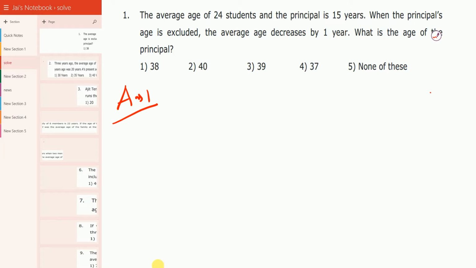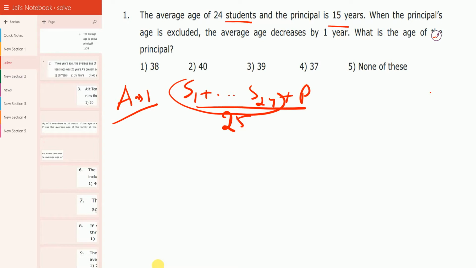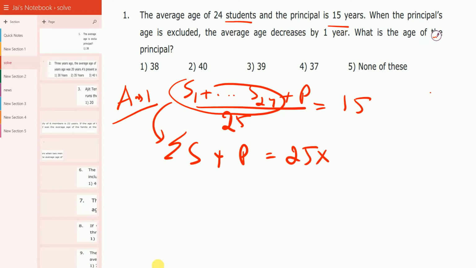The average age of 24 students and the principal is 15 years. So let me assume the students to be S1, S2 and S3 up to S24 plus principal, and the average age is given. So this is 24 students and one principal. So total number of candidates becomes 25 and it is given as 15 years. I am writing this value as summation s plus b. This comes out to be 25 into 15.